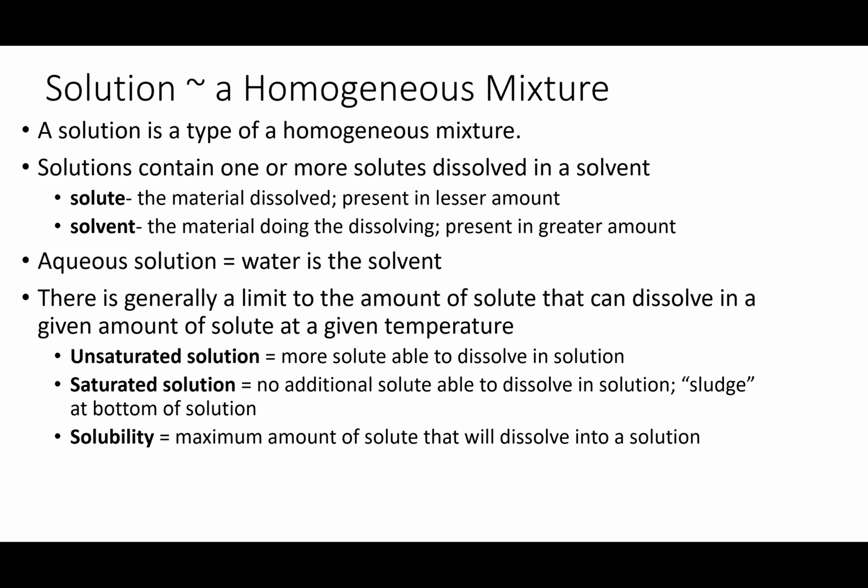So in general, we use the word solubility, and there's a number associated with it. I could see how many grams of sugar per 100 grams of water can dissolve at room temperature. So there's a number there, and that's what we call solubility. And here in a minute, we're going to look at some solubility data for some different solutes. So it varies by solute.